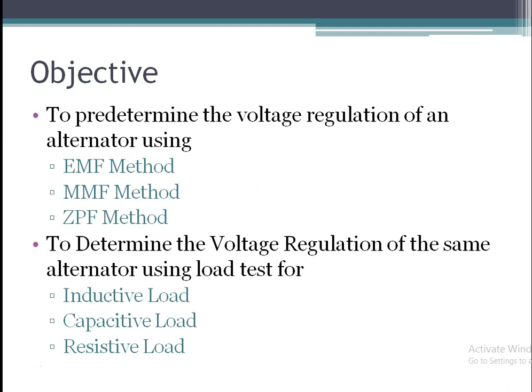One is the predetermination of regulation of the alternator. The other one is direct determination, using the load test to find the voltage regulation of the same alternator. In the case of predetermination, we are using three types of methods: the EMF method, the MMF method, and the ZPF method. In the first stage we are going to do predetermination, followed by the direct determination of voltage regulation using the load test.